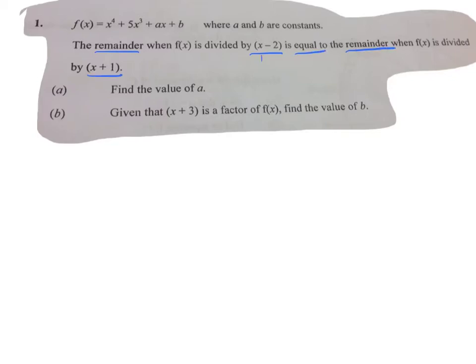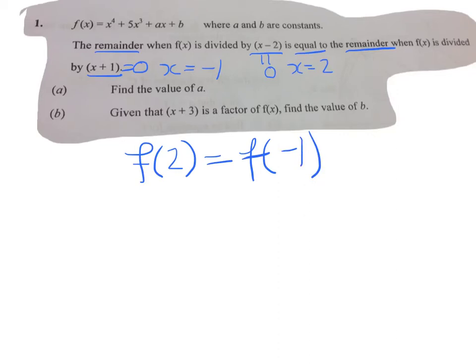Okay, so we set this equal to 0, that gives us x equals 2. And if we set that equal to 0, that gives us x equals minus 1. So we sub both these in and set them equal. So we say f of 2 is equal to f of minus 1. So this is remainder theorem. Okay, so now we can substitute the values in.